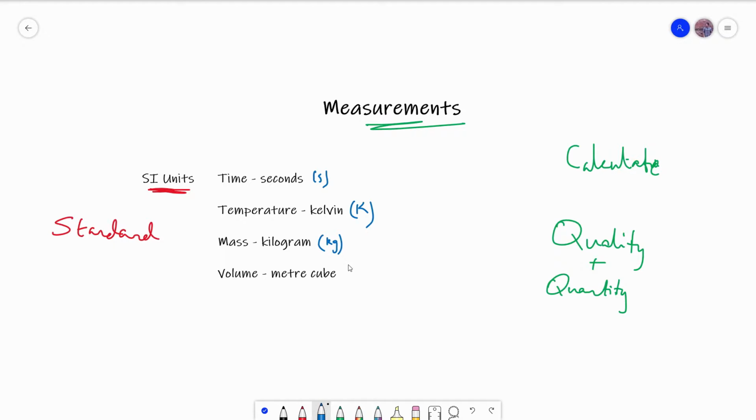For volume, which is basically the space taken up by any object, the SI unit is the metre cubed, which is represented by a small m raised to the power of 3. The apparatus for measuring volume are usually beakers or measuring cylinders, or basically objects which can contain stuff in them.